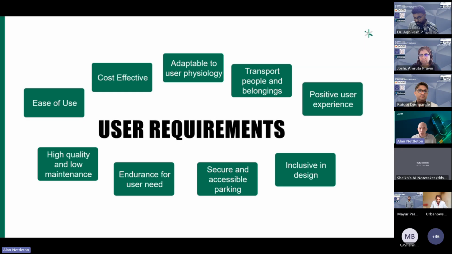Endurance for user needs. This talks mainly about the battery range and giving users confidence that they'll comfortably reach their destination. We don't want people stranded because their battery has run dead.